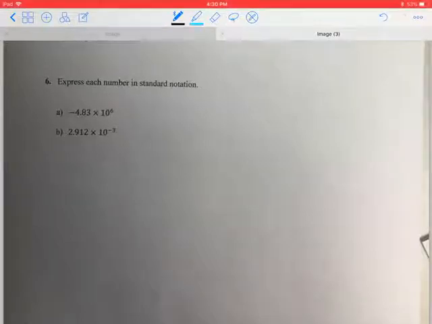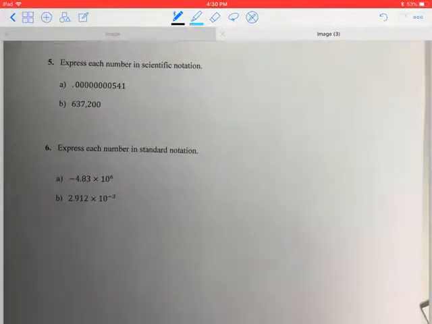Okay, we are on the second page of the review. We are going to look at our scientific notation, so numbers 5 and 6.